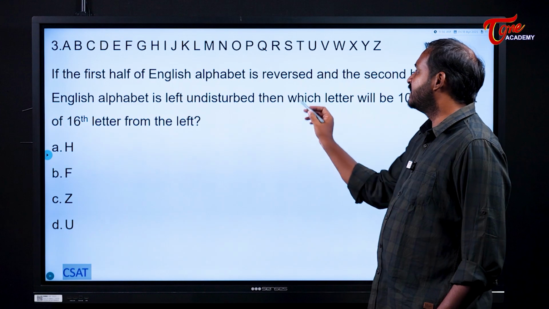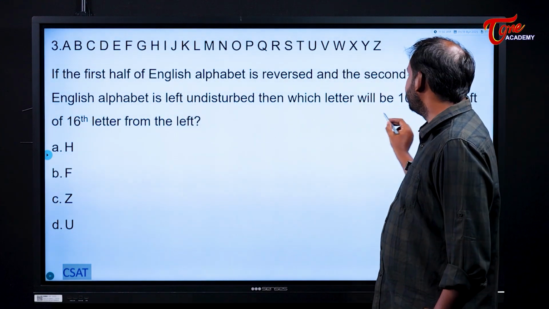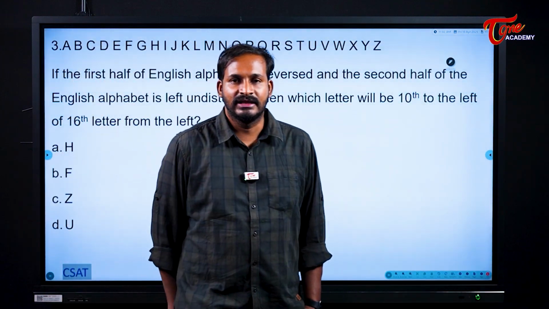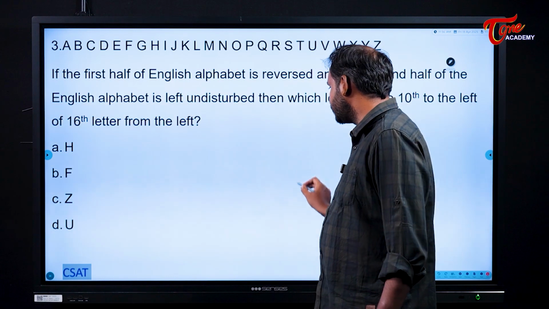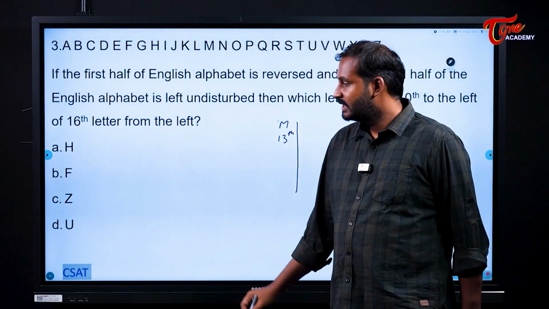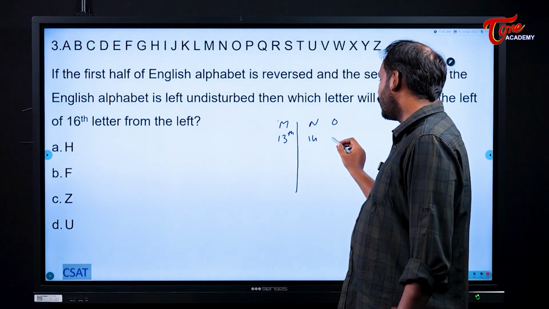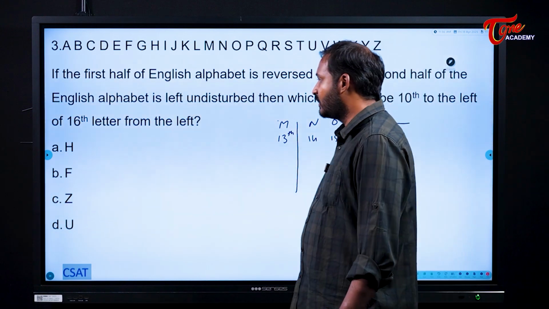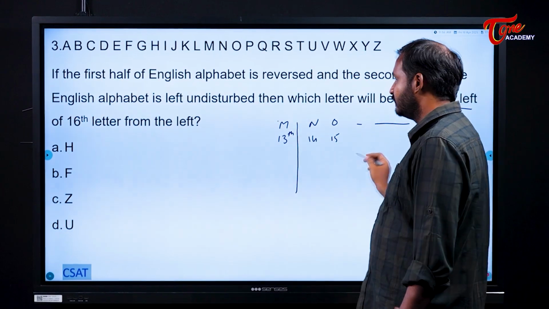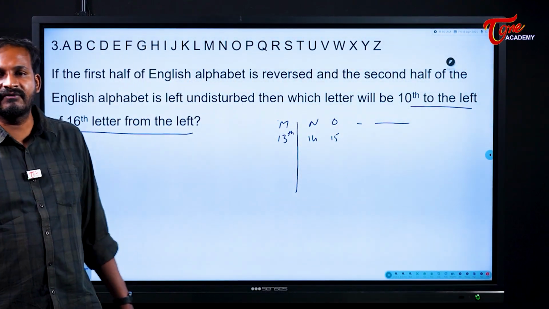If the first half of the English alphabet is reversed and the second half is left undisturbed, then which letter will be the 10th to the left of the 16th letter from the left? Now see here, the first half of the letters are reversed, that means up to M, because first half means up to 13 alphabets. From N onwards, it remains the same: O, P, Q, R and everything remains the same up to Z. Next, which letter will be the 10th to the left of the 16th letter from the left? What is the 16th letter from the left, students?